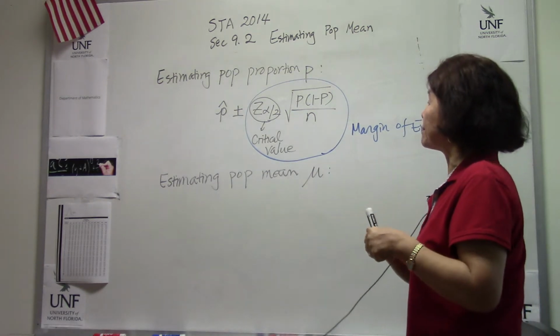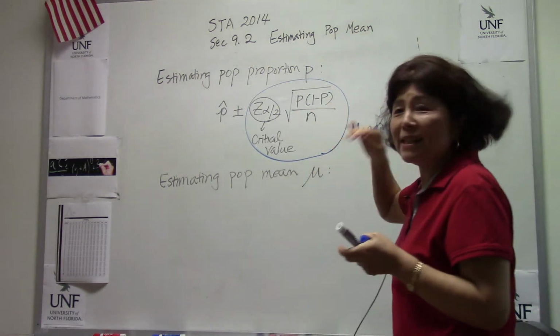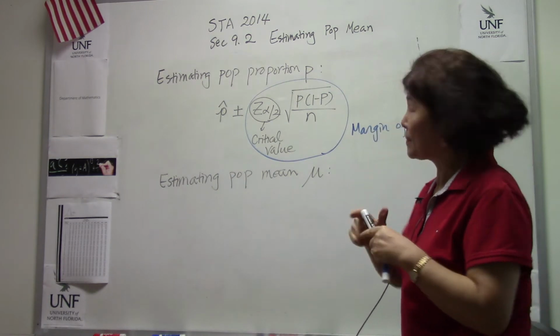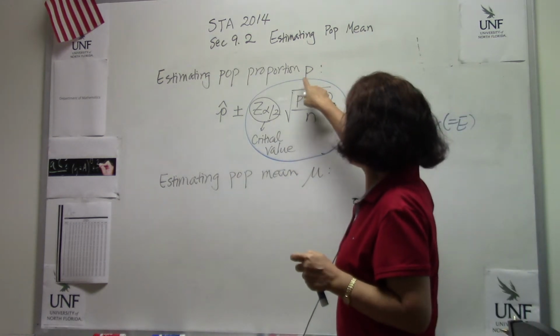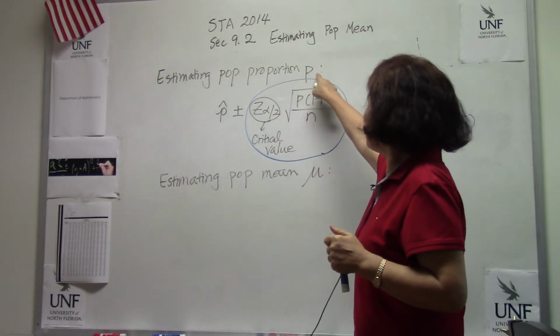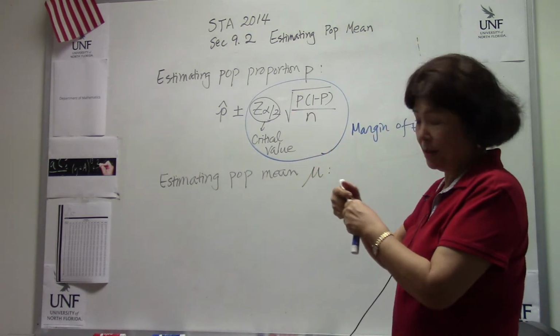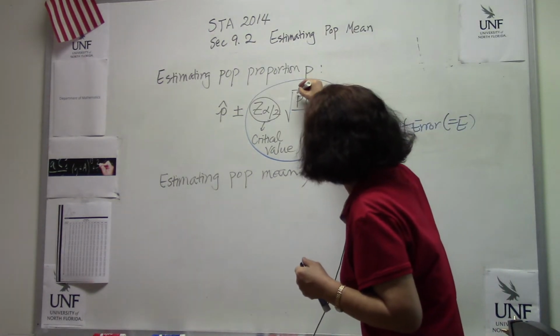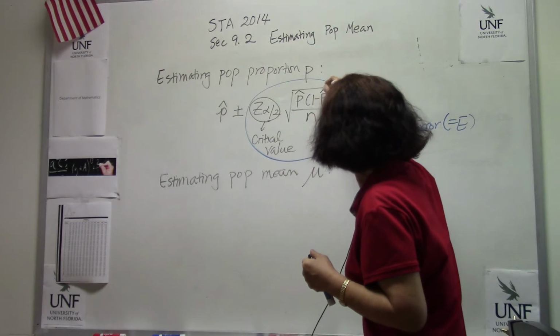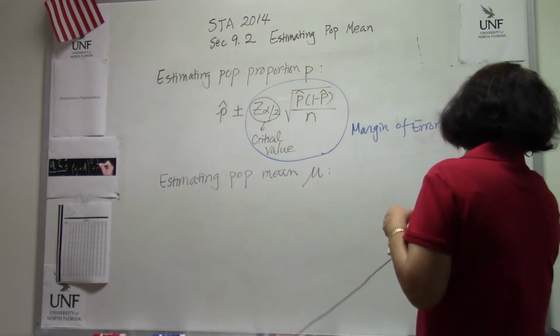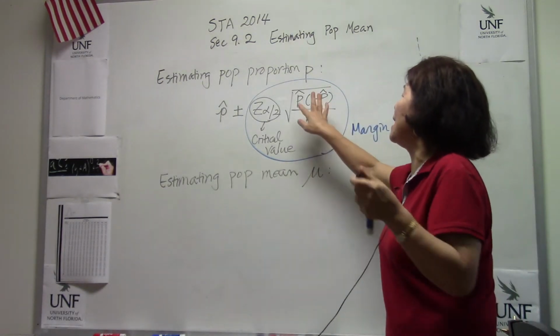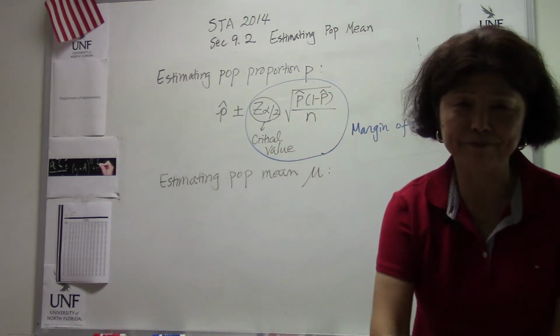What is wrong in this formula? Yes, we are estimating population proportion P, so how can you use P? What do you have to do? Yes, we are going to use what we have. So this part has to be P hat.